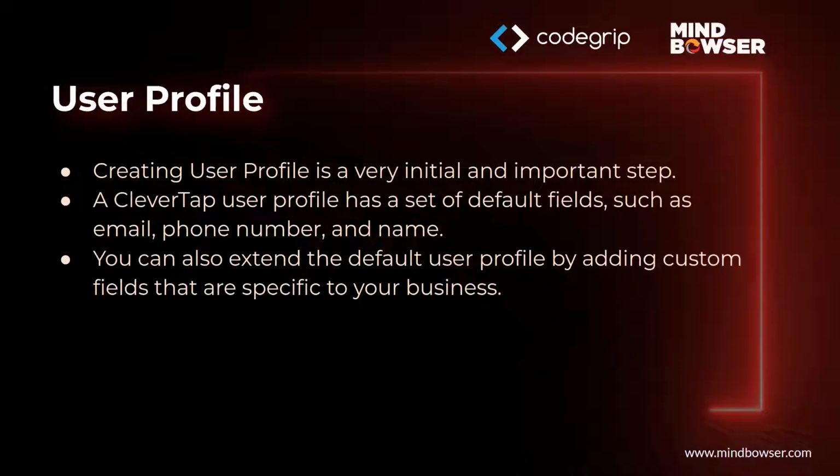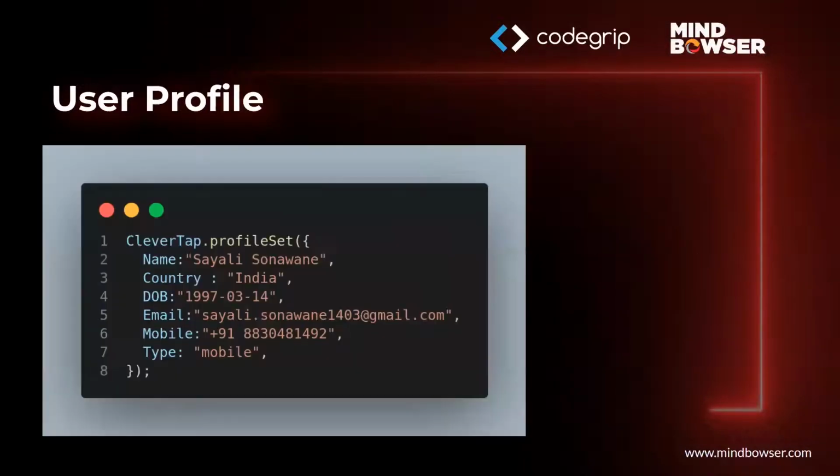For creating a user profile, there are some default fields. Along with default fields, we can send some custom fields also. Here I'm sending name, country, date of birth, email, etc. For creating the profile, I will use the profile.set CleverTap function, which helps you create the profile on the CleverTap dashboard. So I will show you my code for this.